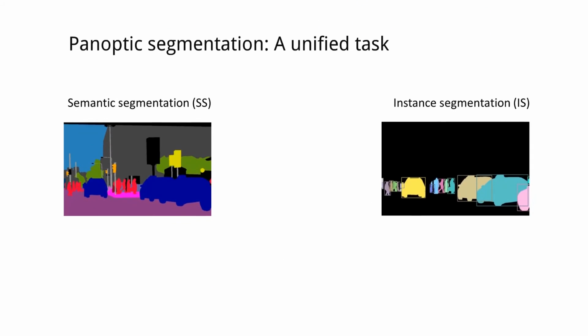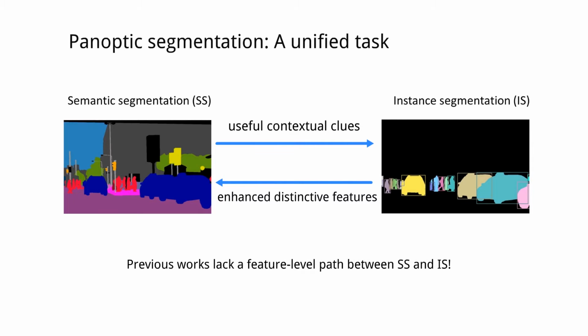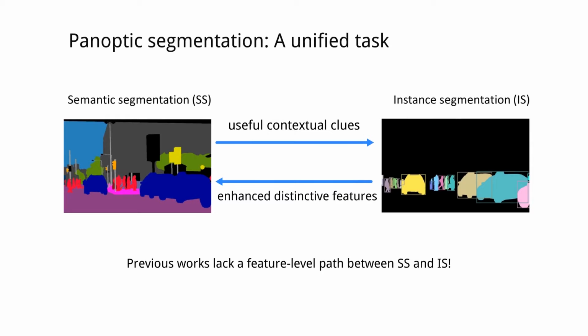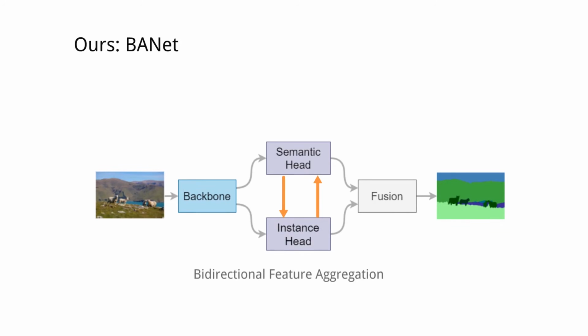We've noticed that they are complementary with regard to features. For one thing, semantic segmentation provides contextual cues to enrich the features for instance segmentation. For another, instance segmentation gives the structural information on objects, which also enhances the features for semantic segmentation. Thus, we build a bidirectional feature path between the two subtasks.